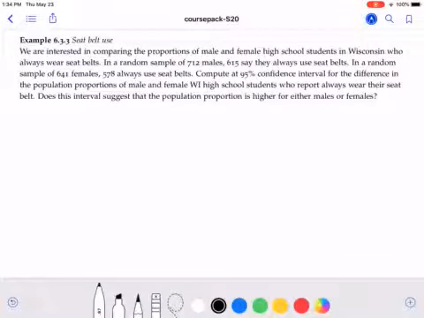We're interested in comparing the proportions of male and female high school students in Wisconsin who always wear their seatbelt. In a sample of 712 males, 615 of them say they use their seatbelt. And then another sample of 641 females, 578 report always using their seatbelt.